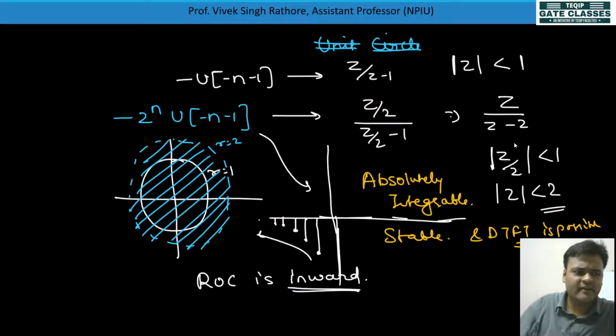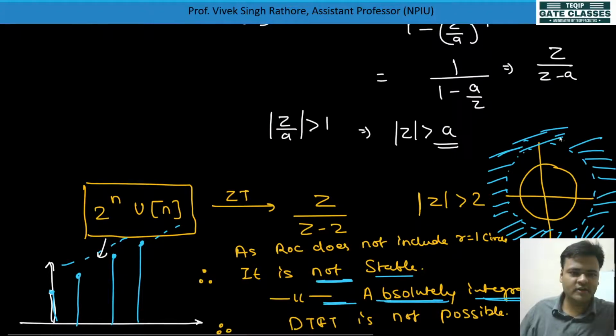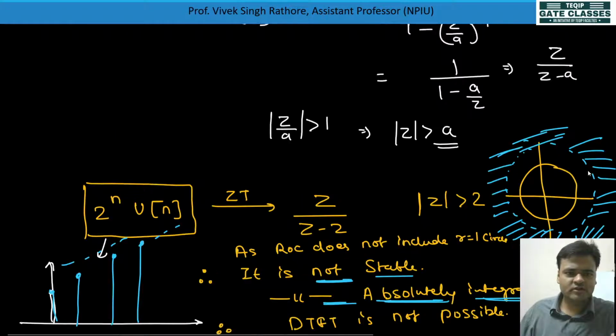That is why we cannot, and in time domain it is existing only from n equal to 0 on the left-hand side. So obviously it is not causal. From time domain only you can say this, but from the ROC also you can say that the ROC is inward, so it is not causal, but it is stable because it includes the r is equal to 1 circle. So ultimately, from the three expressions, the three questions I have told you, you can understand this.